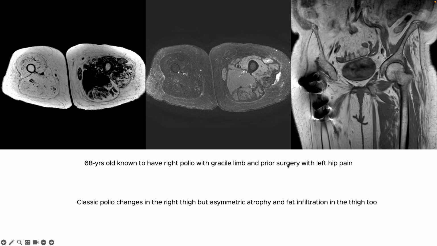This is a 68-year-old known to have right polio, gracile limb, prior surgery, left hip pain. You can see the prior surgery on the right. But the left as well, while there's a little bit of a bursa here, there is atrophy and fat infiltration asymmetrically of the posterior compartment muscles that may be contributing and may not have been recognized. And we can even see that the tensor fascia lata, etc., are all atrophied and fat infiltrated.